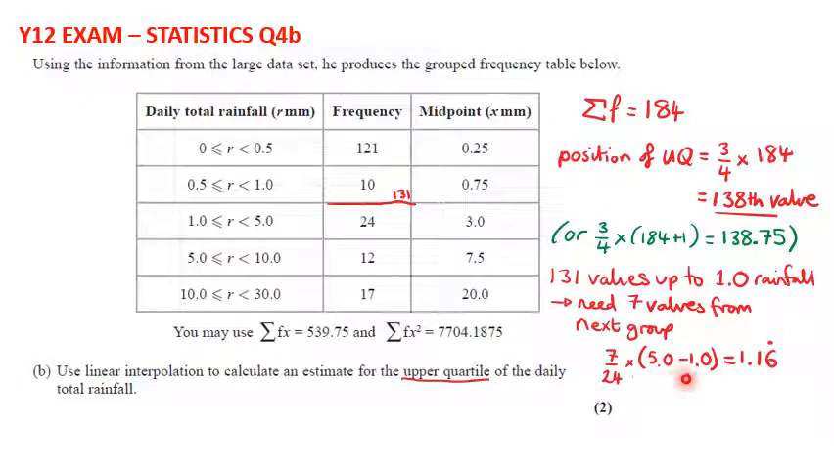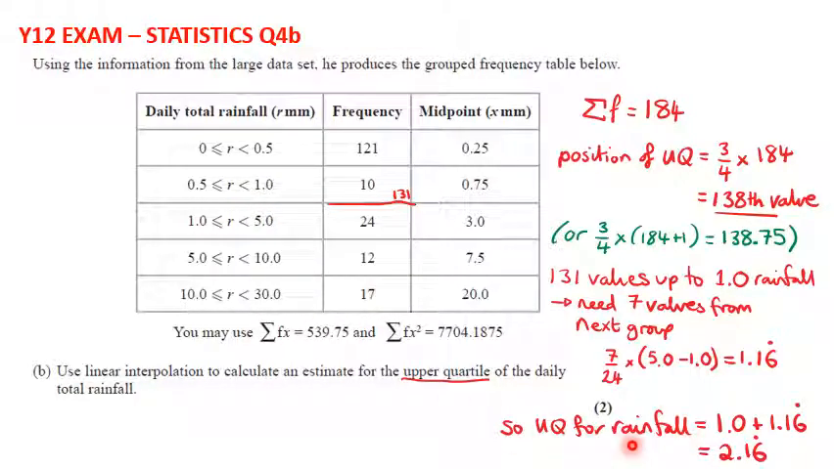So 7/24 of that class gives me 1.16 millimetres, and I'm going to go 1.16 millimetres into that class. So the upper quartile for my rainfall is the 1.0, which got me to there, plus 1.16 of that class. So 2.16 recurring, or 2.17.